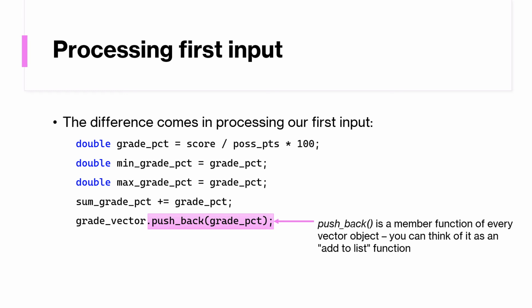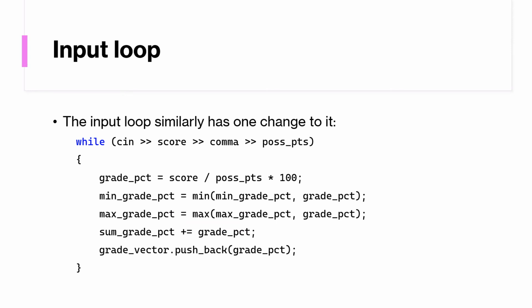So what we're essentially doing is taking grade percent and adding it to the back of the grade vector list, adding it to the last position in the grade vector list. The input loop similarly has one change to it. We calculate the grade percent, we calculate the min and the max and the sum, and then once again we push back the grade percent onto the grade vector for every new grade that comes in. By the time we're done, grade vector will hold a list in memory of every grade percent that we've calculated.